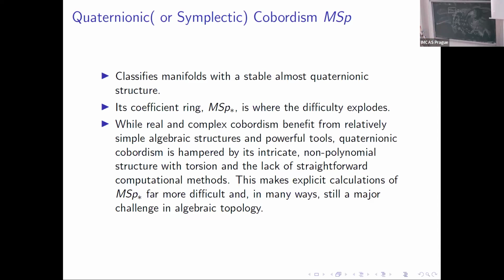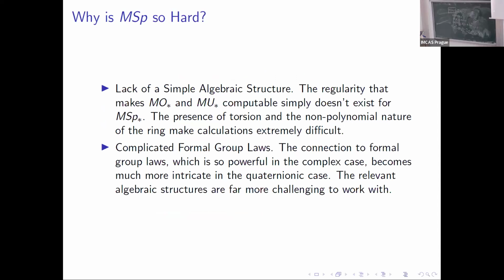Now we move to quaternionic, or symplectic, cobordism, MSp, which is very difficult and is not computed, except up to some dimension. There is no very nice computation technique, but people try many methods. One of the methods I will speak about is getting some relations using transfer, characteristic classes and K-theory. Again, this theory is difficult because there is no formal group law, and algebraically it is not polynomial, and it has torsion.